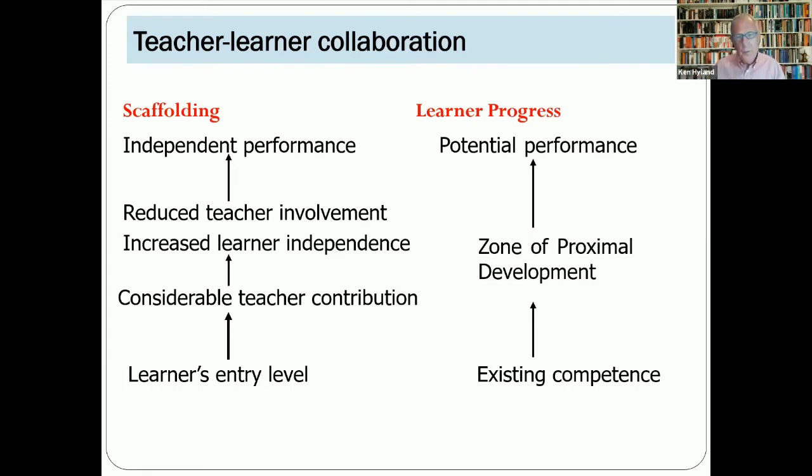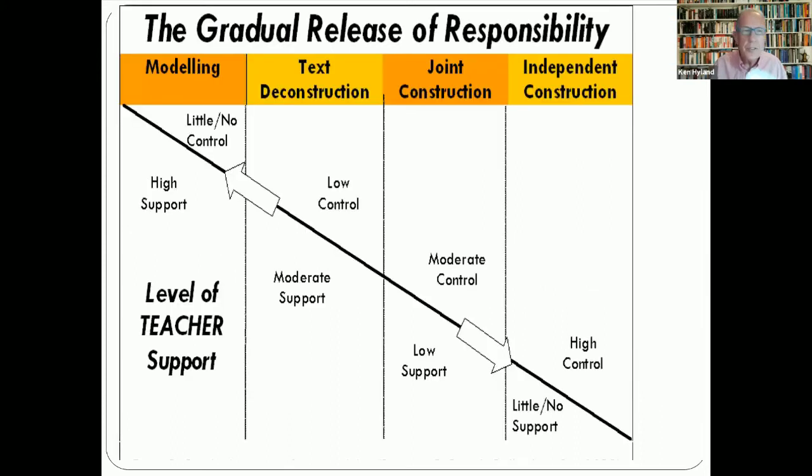So what's important about this, I think, is that as students move through the different stages, they gradually gain more responsibility and teacher intervention is reduced. So moving from modelling, deconstruction, joint construction, independent, the teacher steps back, students gain more responsibility, more autonomy, and more confidence in their writing.